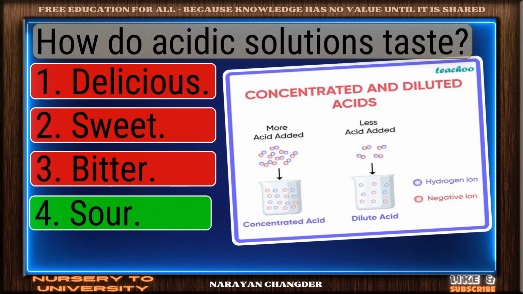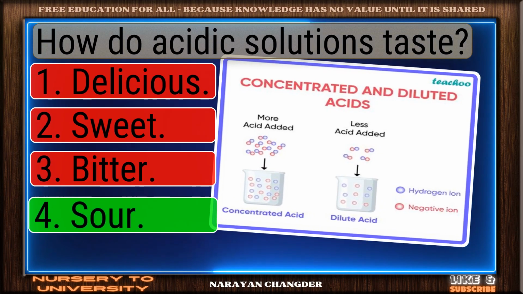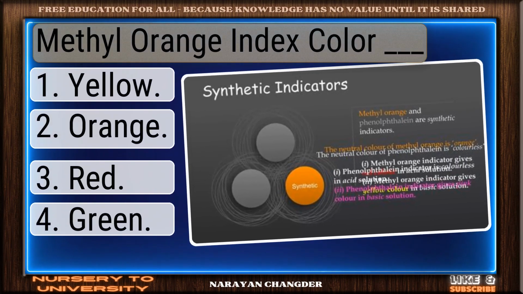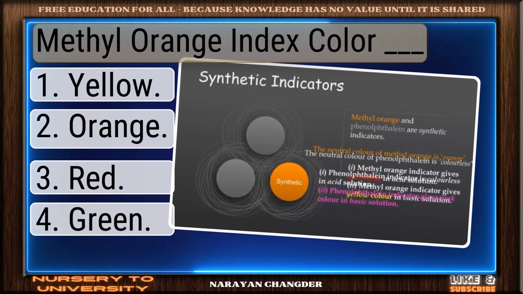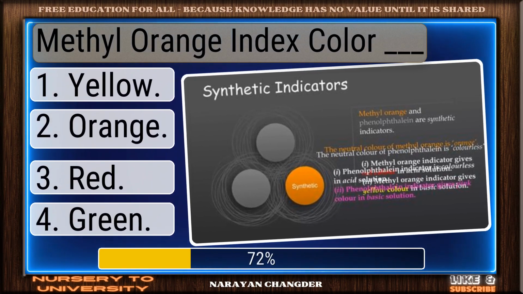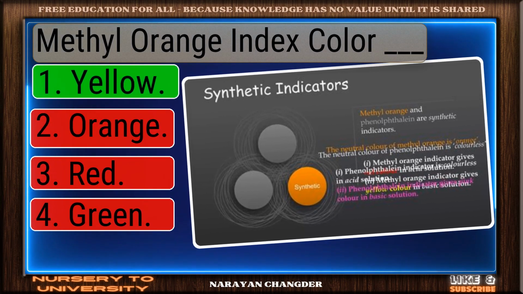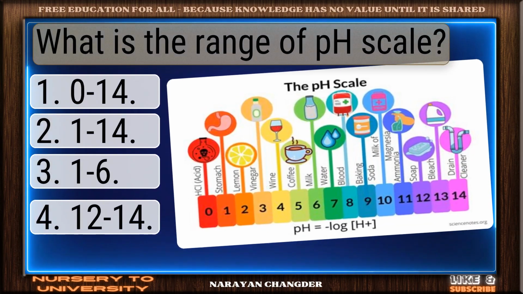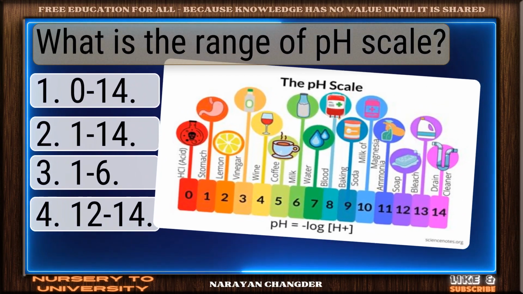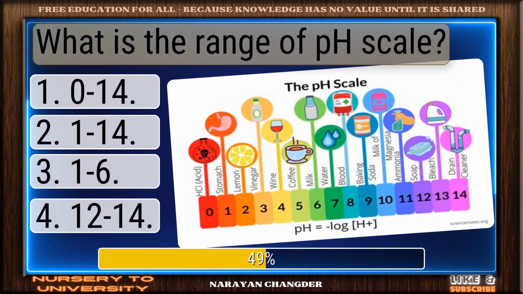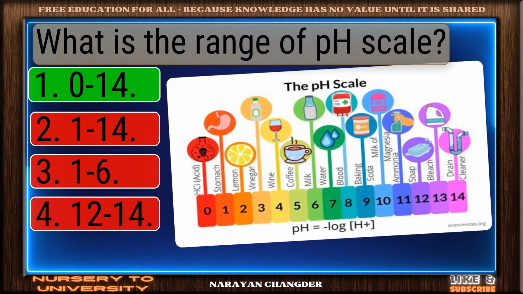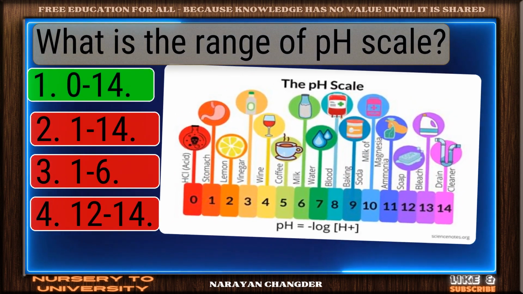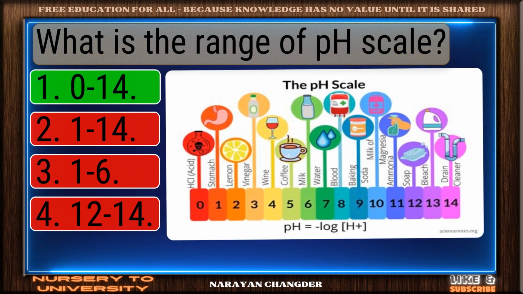You chose sour, and it is correct. Question number 144. Methyl orange index color dash. Nicely done. Yellow is a solid answer. Question number 145. What is the range of pH scale? Clear logic. Your choice 0 to 14 is sound and 100% true.